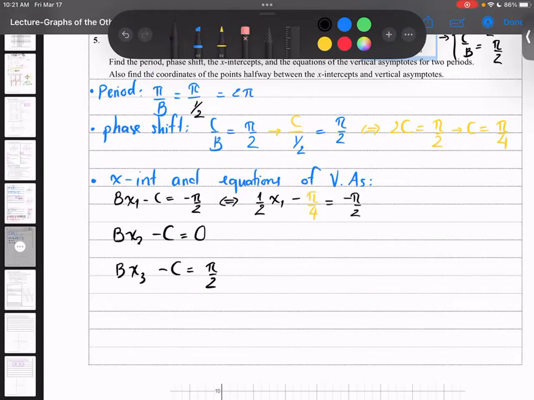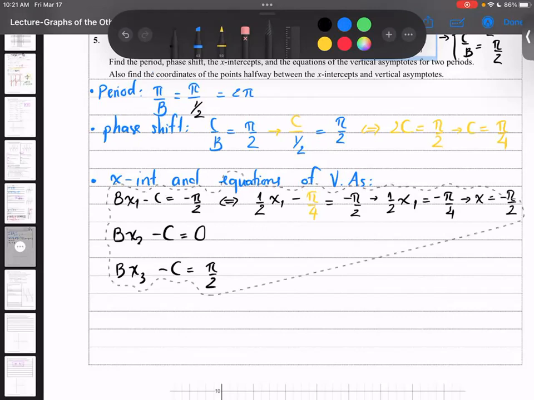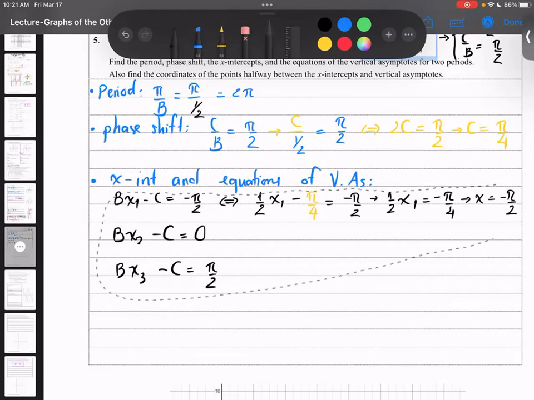Let me give you the happy ending. I'll do it slowly. 1/2 x1 equals negative pi over 4. So you move the pi over 4 to the right. Negative half minus a quarter is negative a quarter. Multiply both sides by 2, x equals negative pi half. And this point right here, the first point, is your vertical asymptote number 1.